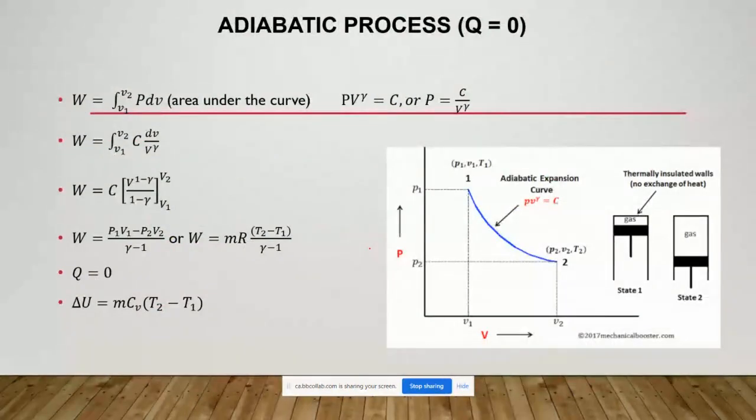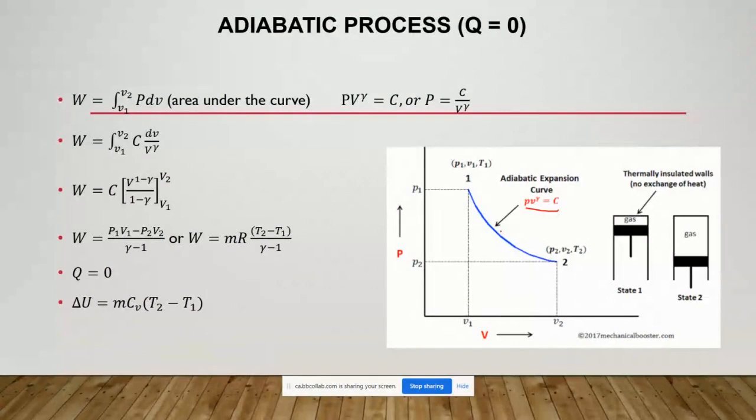And then we have the second last one. The second last one is an adiabatic process. How do you know if the process is adiabatic? The first thing is going to be the name of the curve. So the name of the curve here is PV gamma is equal to constant. So that is how you indicate an adiabatic expansion or compression.